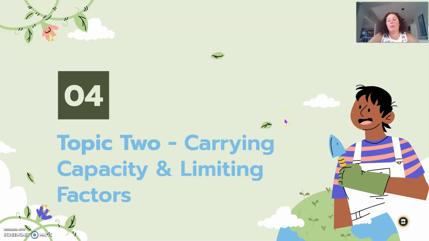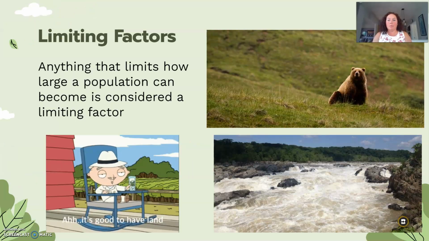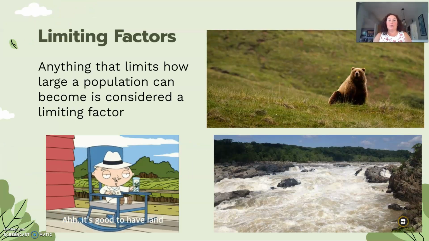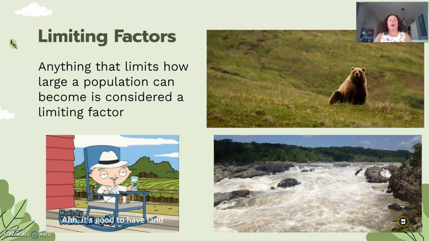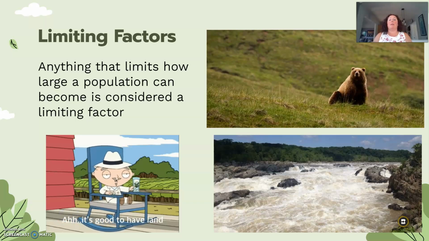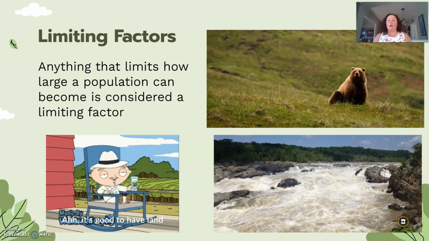All right, so we are moving on to the idea of carrying capacity and limiting factors. Carrying capacity and limiting factors really focuses on how an ecosystem functions and how the organisms within an ecosystem function. So, limiting factors are considered anything that limits how large a population can become. It can be the amount of space, the amount of water, or nutrients. Anything that falls into those categories is considered a limiting factor.